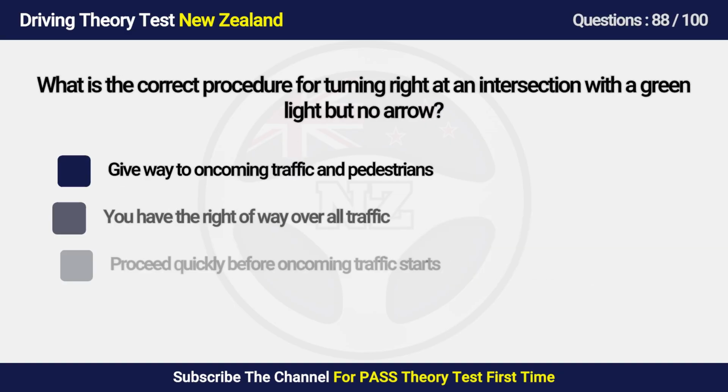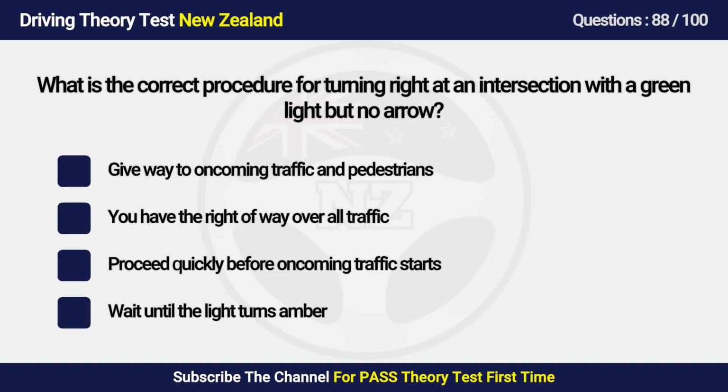Question 88. What is the correct procedure for turning right at an intersection with a green light but no arrow? A. Give way to oncoming traffic and pedestrians. B. You have the right of way over all traffic. C. Proceed quickly before oncoming traffic starts. D. Wait until the light turns amber.